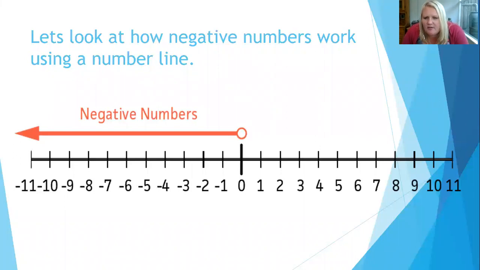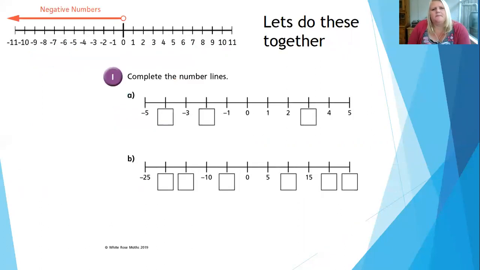Okay, so it's just like going up in positive numbers, you can go down in negative numbers as far as well. Does that make sense? Are you good with that? Yeah, so let's have a look at how we can use this. So if we look at this number line, we're going to try and work out what's missing.